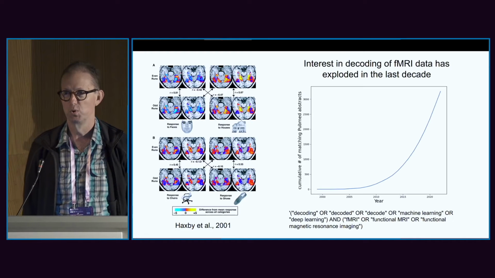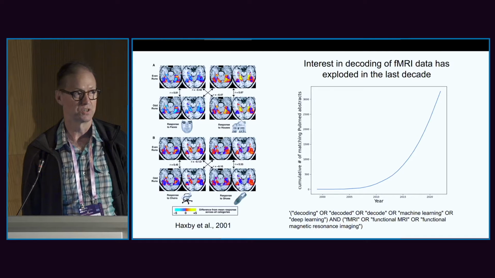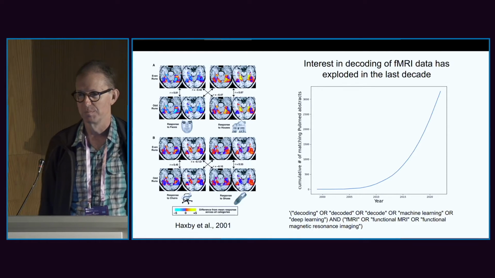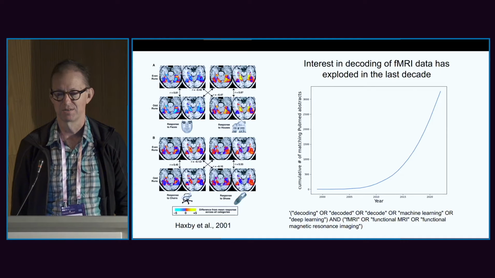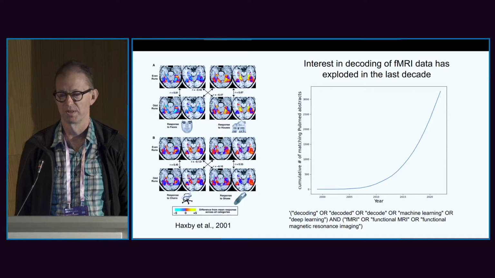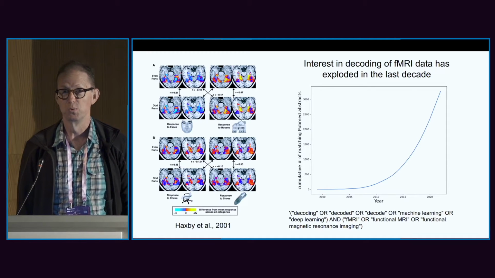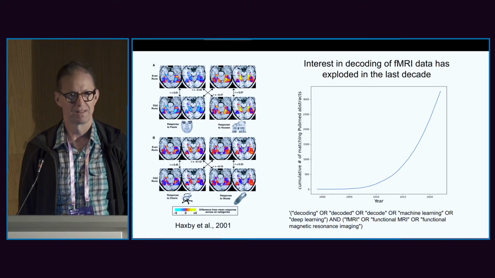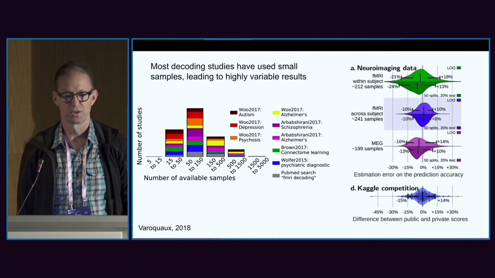And this set of tools has really exploded in its use. This is a PubMed search for fMRI and decoding or machine learning or deep learning, and you can see that it's sort of exponential over the last decade in the use of these methods. But as somebody who thinks a lot about reproducibility, there are a lot of concerns to be had.